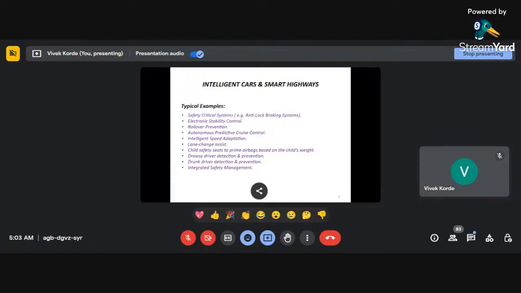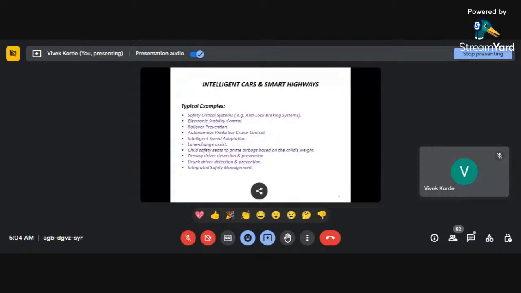Then, in the modern car, just now I told you, safety critical systems, then electronic stability control, rollover prevention, then autonomous predictive cruise control also there. Now, cruise control is also there. That means there is no need of using your accelerator also. See here, now we have removed gear, then we have removed the clutch. Now there is an addition to the car, which is called cruise control. That means if the roads are very ideal, then we can use cruise control and keep our vehicle at the same speed without any accelerator. Okay, accelerator will be there, but there is no need of using the accelerator.